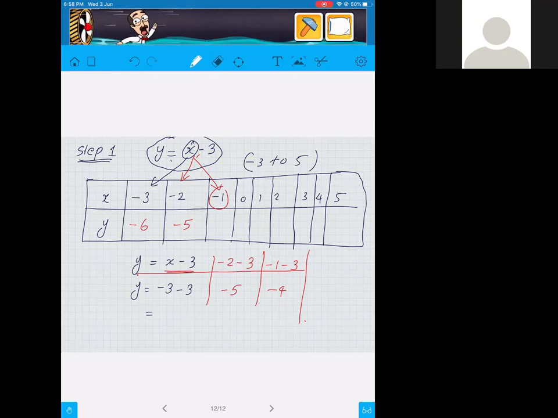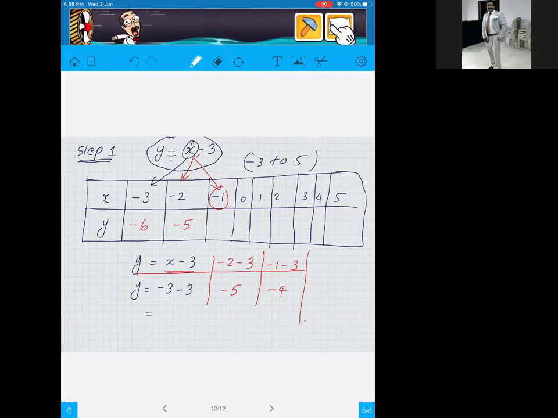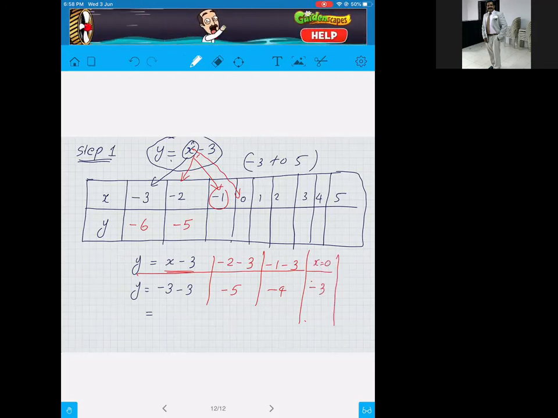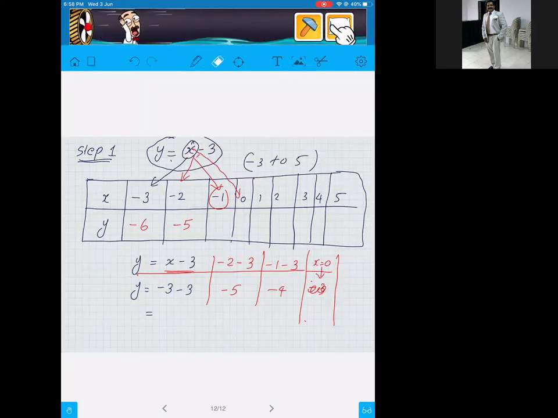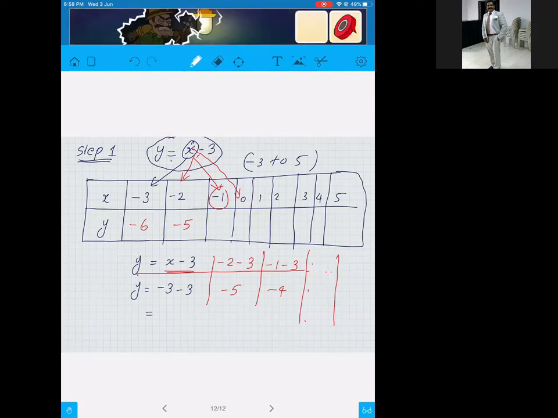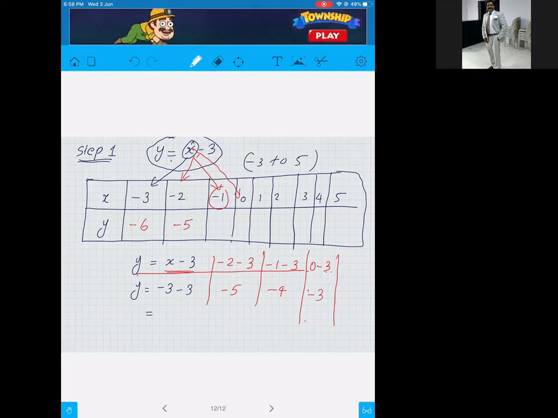So when you substitute x is equal to 0, the corresponding y value will be -3, correct? When x is equal to 0, then the corresponding y will be -3. Why? If you have a doubt, I will write the entire equation. So that means 0 minus 3. 0 minus 3 is what? 0 minus 3 is -3.